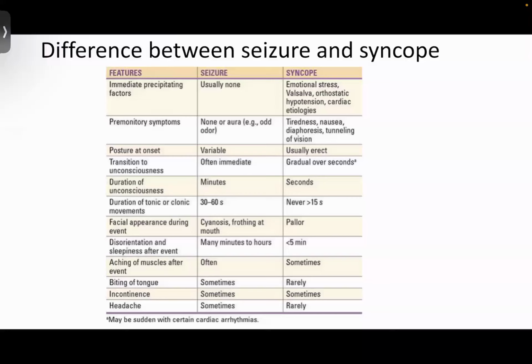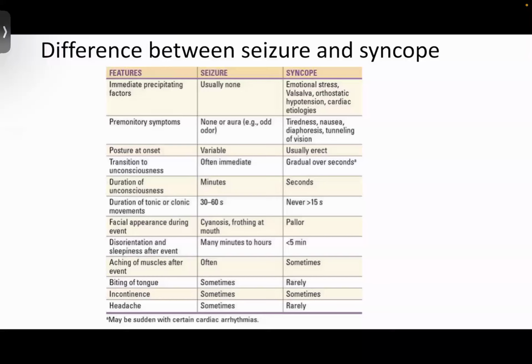In seizure, the precipitating factors may not be present all the time. Premonitory symptoms may or may not be present. The posture can be variable. The transition to unconsciousness is often immediate. Duration of unconsciousness is in minutes. Duration of the tonic or clonic movements is usually 30 to 60 seconds.